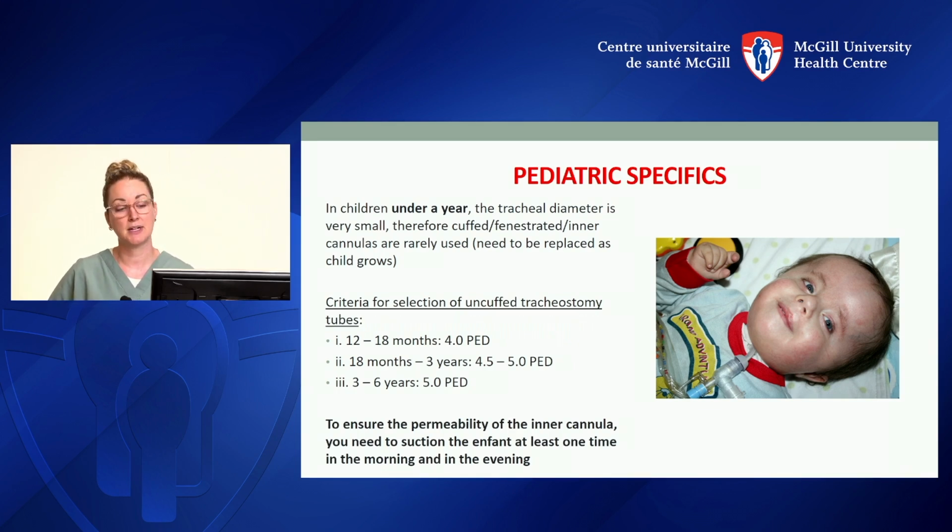It's important to note that because these particular tubes in the pediatric population do not have an inner cannula, to ensure the patency and to make sure that the airway is patent, they are required to suction the infant at least one time in the morning and once in the evening, so twice a day. Whereas for us in the adult population, we can just take out the inner cannula and see that the inner cannula is patent. It's also important to be mindful that as a child develops, obviously the diameter of the trachea gradually enlarges.